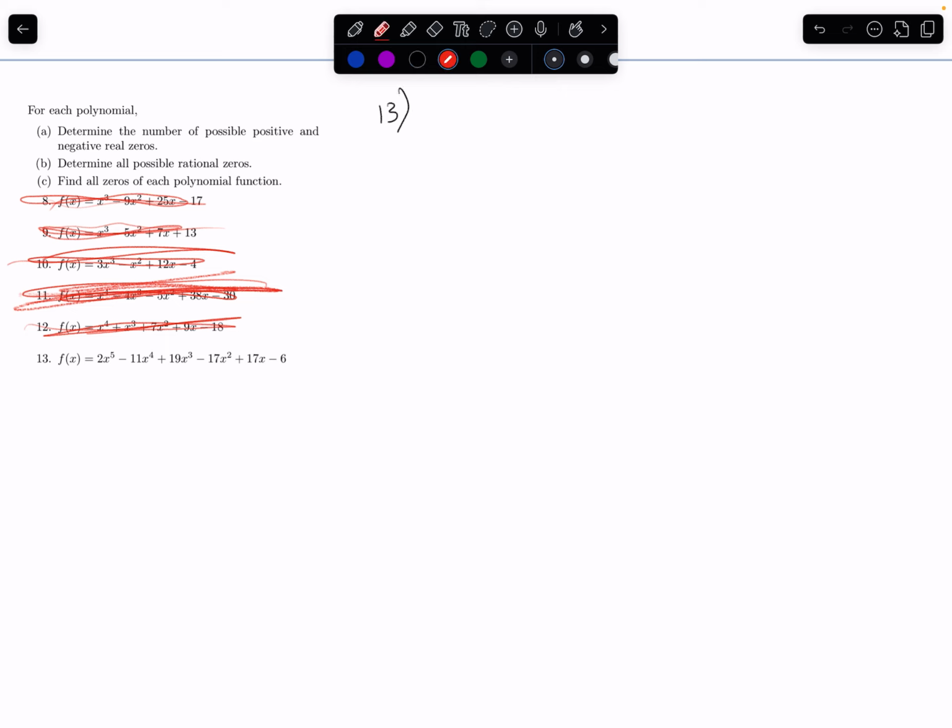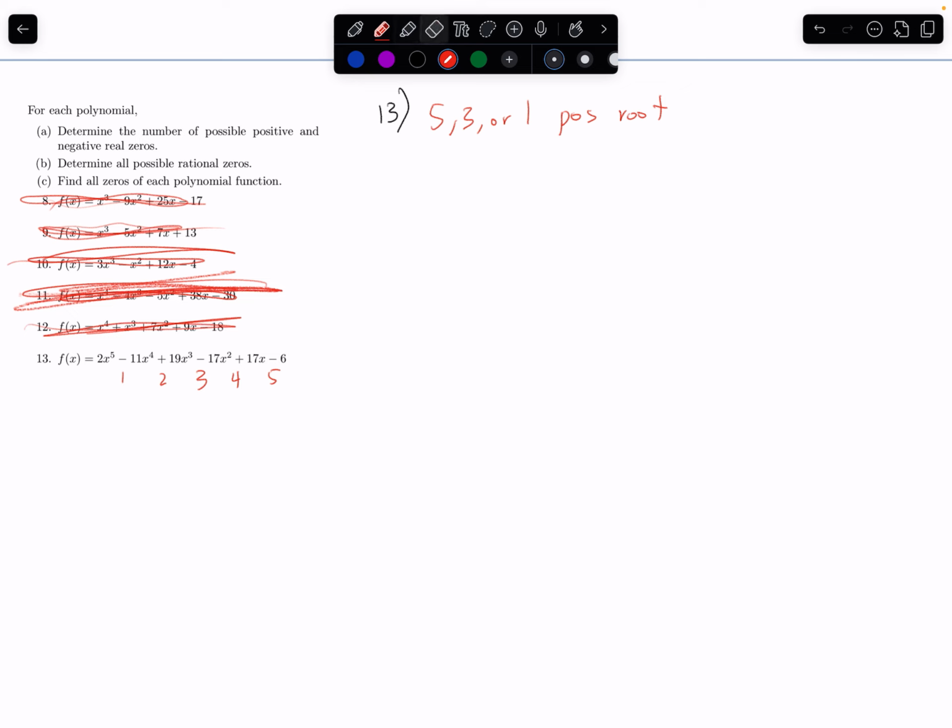Sign changes start from positive here, right? To negative, that's 1. To positive, that's 2. To negative, that's 3. Back to positive, that's 4. Back to negative, that's 5. Wow, okay. That means we have 5, 3, or 1 positive roots.